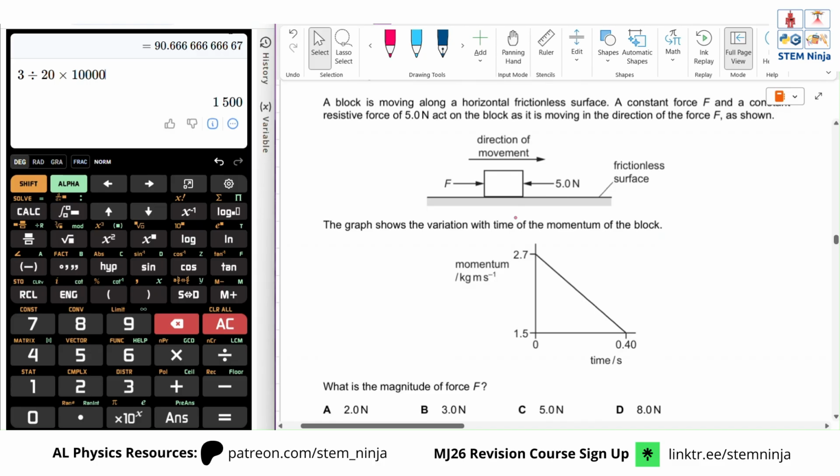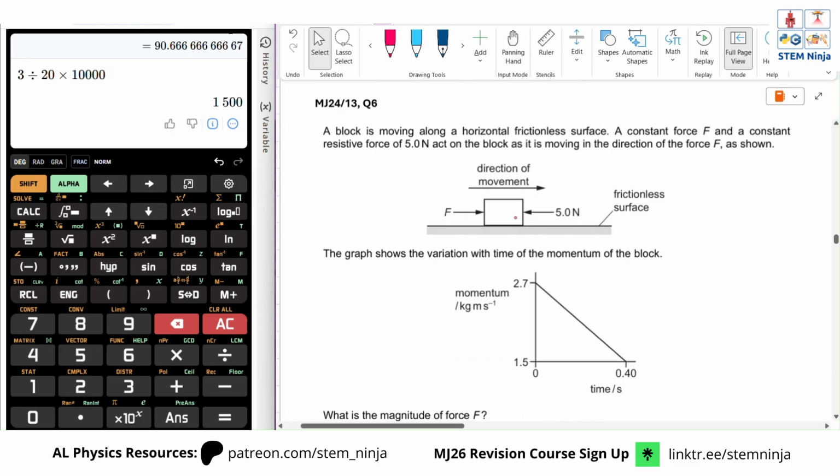Let's see this. A block is moving along a horizontal frictionless surface. The constant force F and a constant resistive force 5 Newton act on the block as it is moving in the direction of F. The graph shows the variation with time of the momentum of the block. All right, what is the magnitude of the force F?